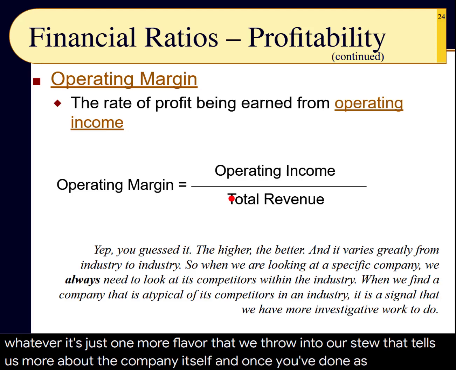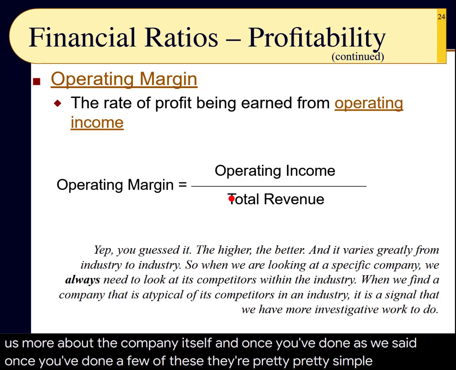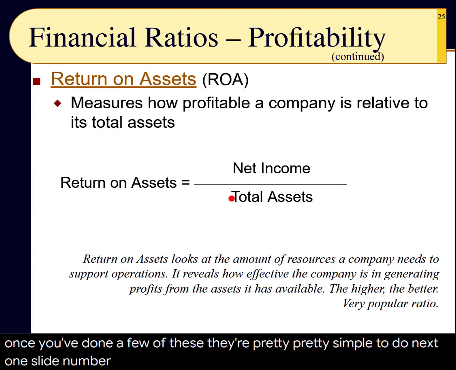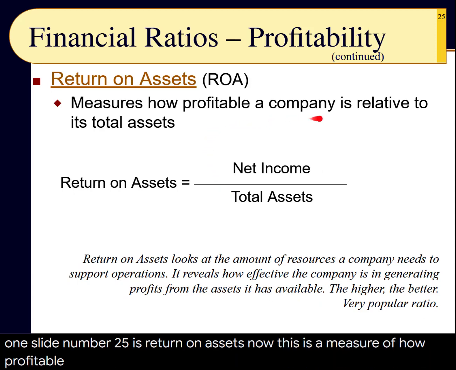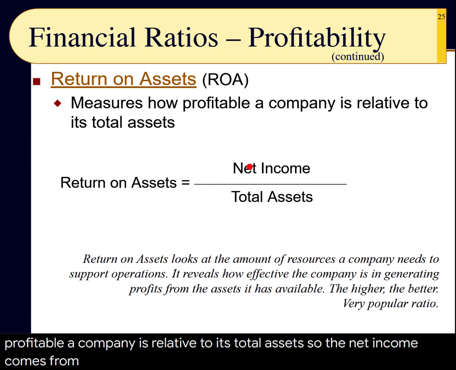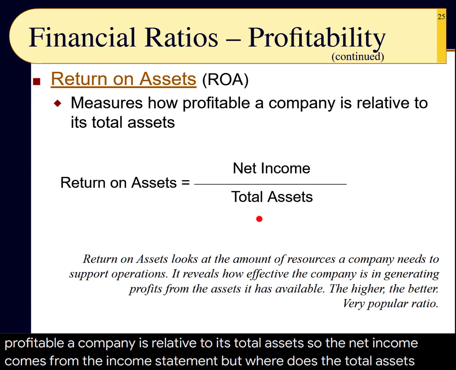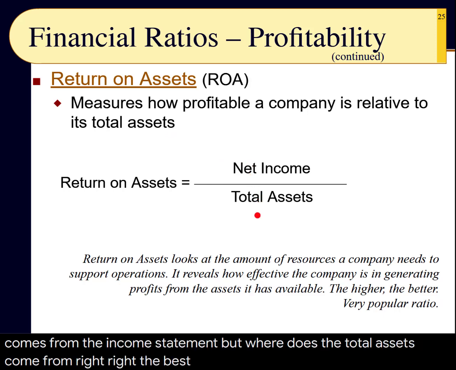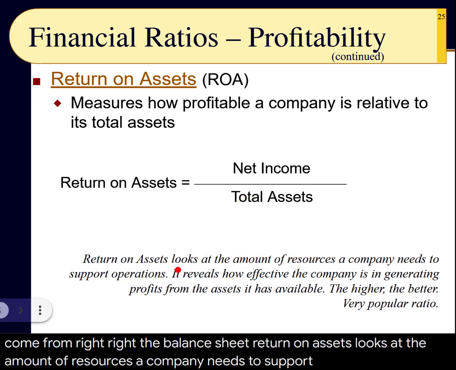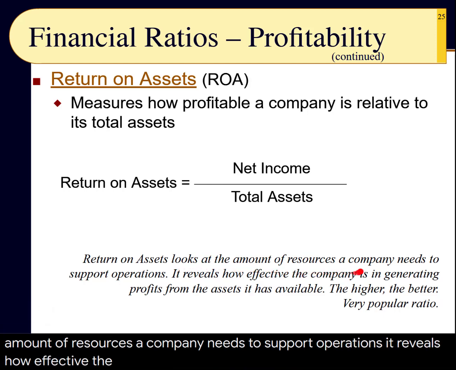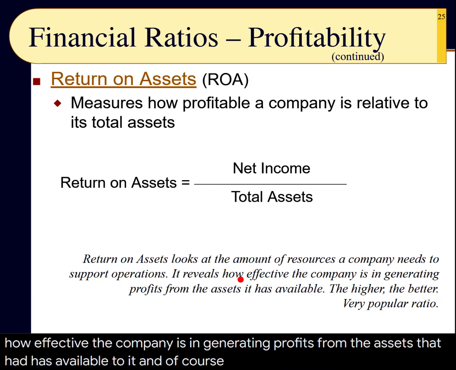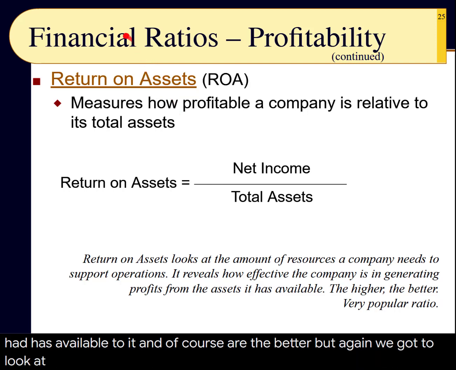And once you've done a few of these, they're pretty simple to do. Next one, slide number 25, is return on assets. Now, this is a measure of how profitable a company is relative to its total assets. So the net income comes from the income statement, but where does the total assets come from? Right, the balance sheet. Return on assets looks at the amount of resources a company needs to support operations. It reveals how effective the company is in generating profits from the assets that it has available to it. And of course, the higher the better. But again, we got to look at their competitors.